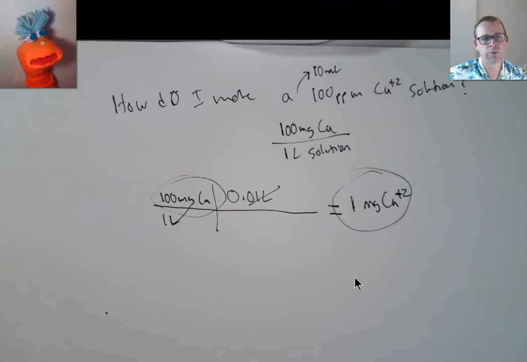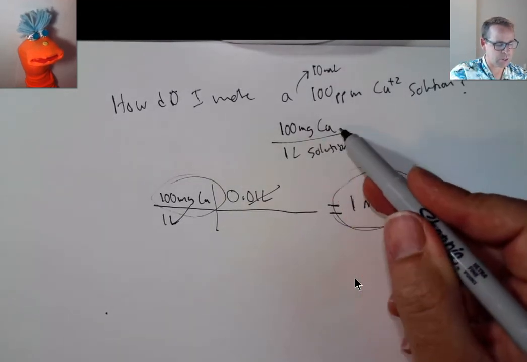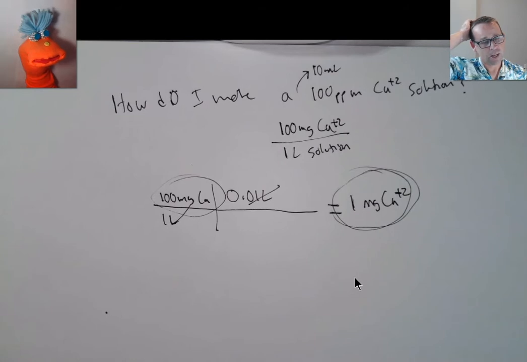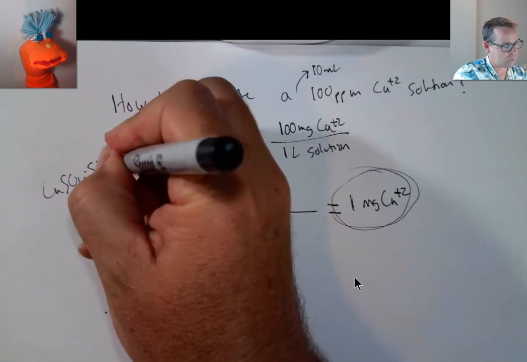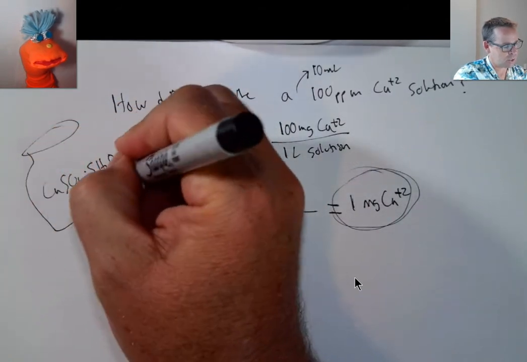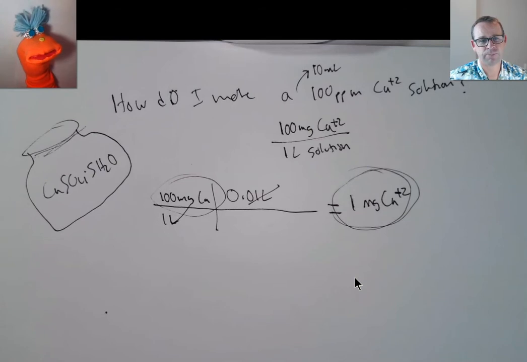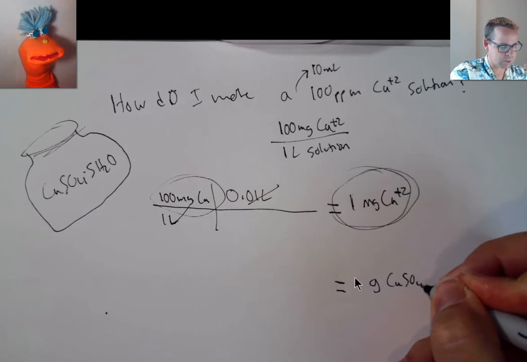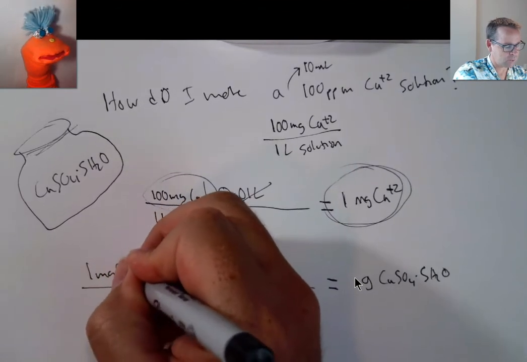Oh, so you go get a milligram of copper sulfate? Well, that's what we kind of want to look at here. If I need a milligram of copper ion to make a 100 part per million copper ion solution, and let's say I'm using copper sulfate, and it's a hydrate, because copper sulfate almost always comes as a hydrate of some sort. So we have copper sulfate pentahydrate. So the question is, how many grams of copper sulfate pentahydrate do we need to get 1 milligram of copper ion?